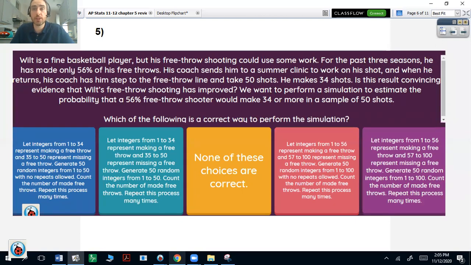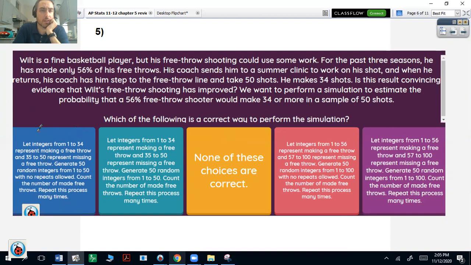We want to perform a simulation to estimate the probability that a 56% free throw shooter would make 34 or more in a sample of 50 shots. Which of the following is the correct way to perform the simulation? Let integers from 1 to 34 represent making a free throw, and 35 to 50 represent missing a free throw.